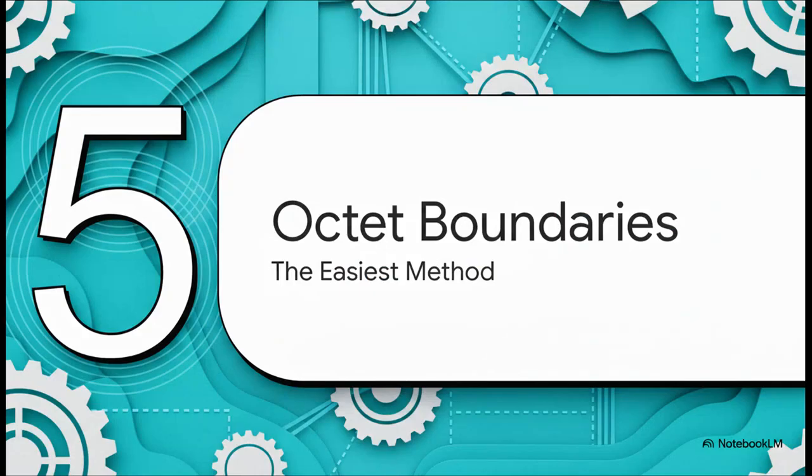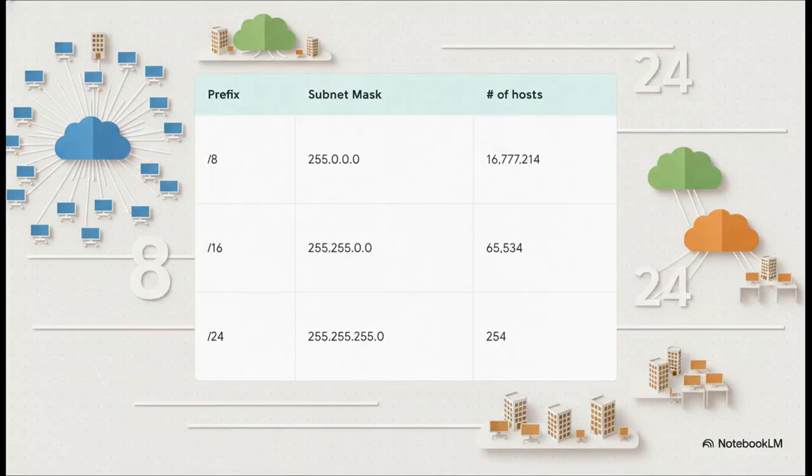Section 5, Subnetting on Octet Boundaries. Let's take a look at the absolute easiest and most common way administrators draw these new network boundaries. Networks are most easily subnetted on octet boundaries. That means we split the network and host portions exactly at the 8, 16, or 24-bit marks in a standard 32-bit IPv4 address. You can see how moving from a /8 prefix down to a /24 drastically shrinks your host capacity per subnet. You go from over 16 million potential hosts in a single /8 broadcast domain down to a very manageable 254 hosts in a /24 network.